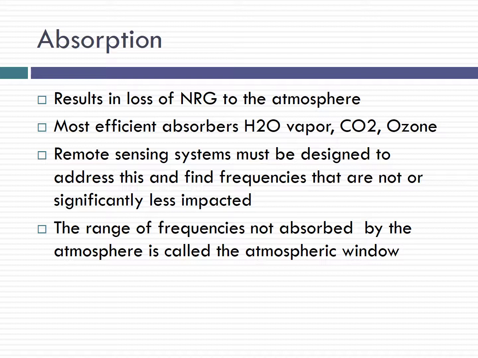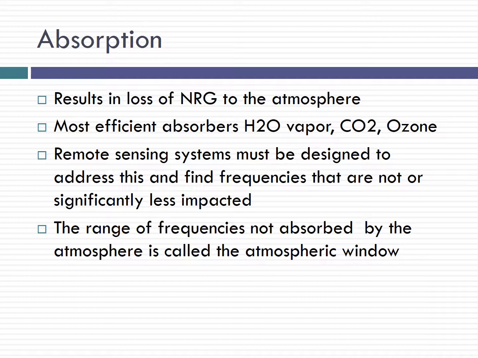In terms of absorption, the result is a loss of energy to the atmosphere. That's what happens. As this stuff scatters, some of it is absorbed. When it hits these particles, some of it is absorbed. And this results in a loss of it. The most efficient absorbers of electromagnetic energy in our atmosphere: water vapor, CO2, ozone.